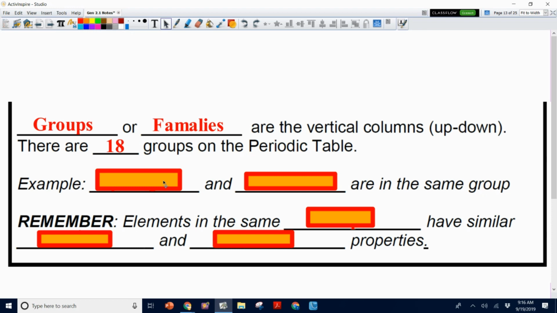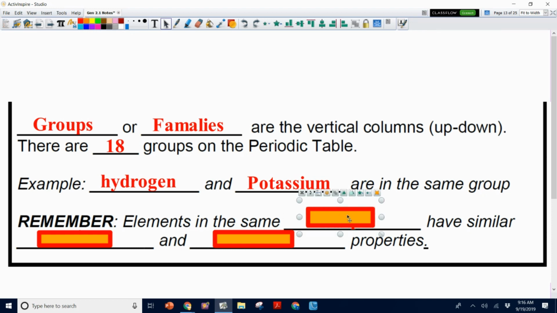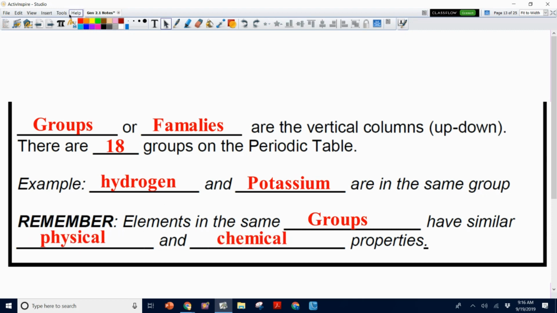Okay, and examples, blank and blank are in the same group, hydrogen and potassium. So if we look at group 1, hydrogen is at the top. Potassium symbol is K. So if you look down to the 4th period in group 1, you're going to see K. That's potassium. They're in the same group. All right, and elements in the same groups have similar blank and blank properties. Okay, so remember what we said. They have the same physical and chemical properties.